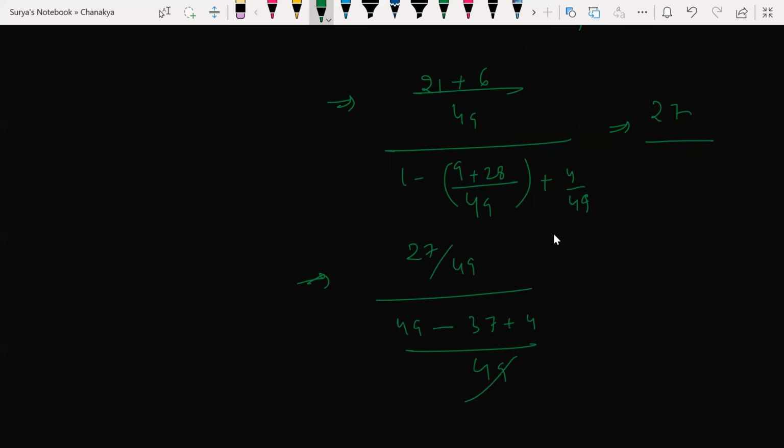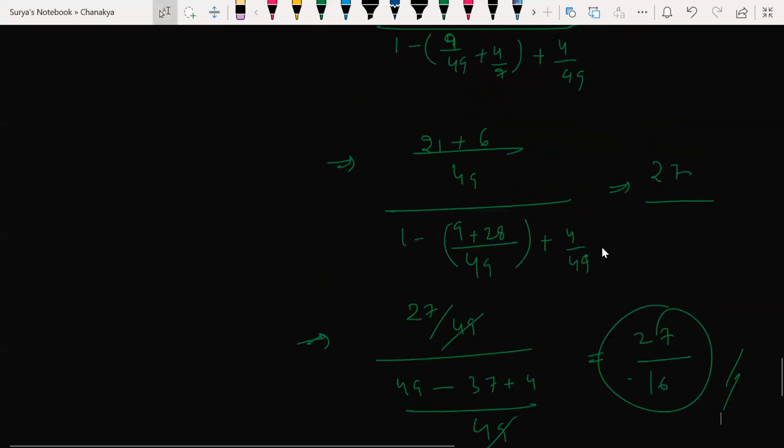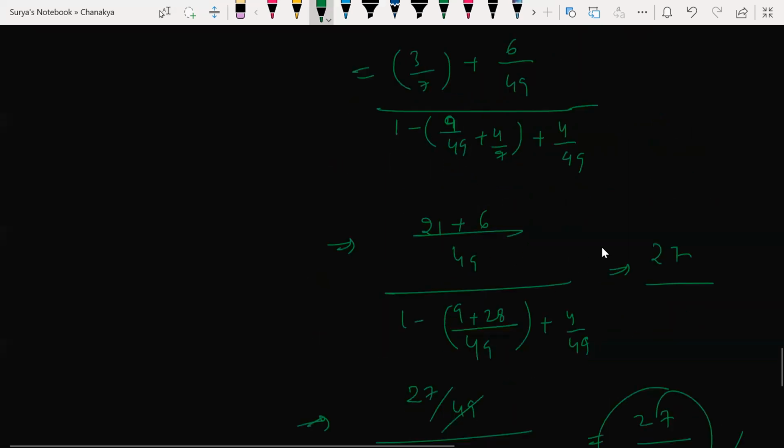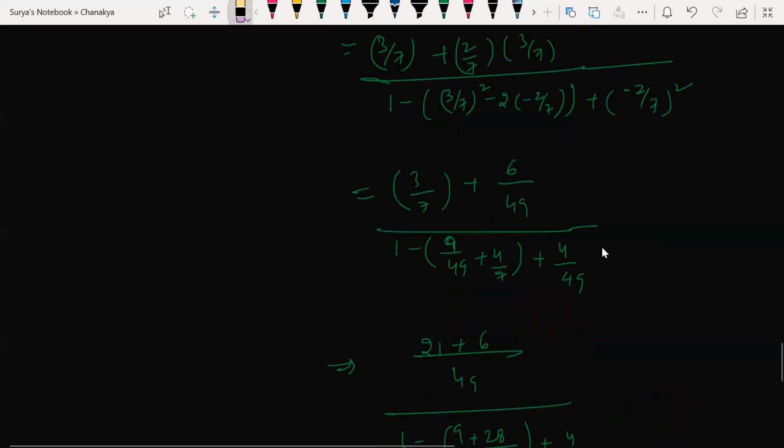Yes, this will get cancelled. 27 by 53 minus, yes, 16. This is the answer. 27 by 16 is the answer. Option D is correct, beta.